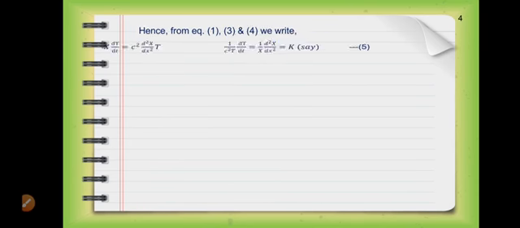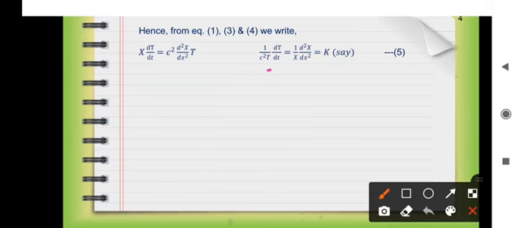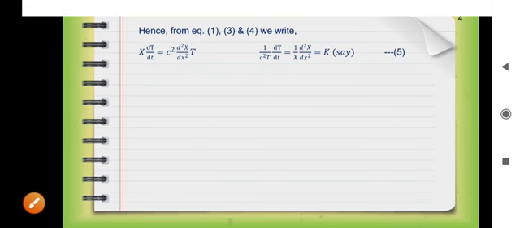Now using results 3 and 4 in equation 1, we get the equation in terms of capital X, capital T and small t. So here collecting the T's on one side and X on the other side, we get the equation in this form. Now we are going to equate this with some constant k. This constant k will have three different values. It may be 0, it may be a positive real number, or it may be a negative real number. So let us discuss three cases separately.